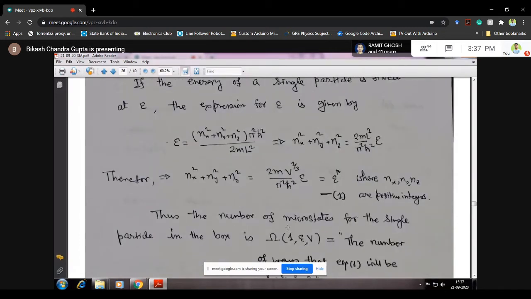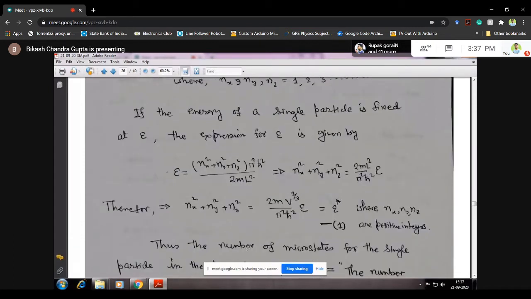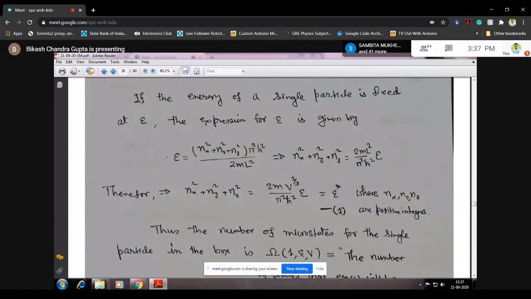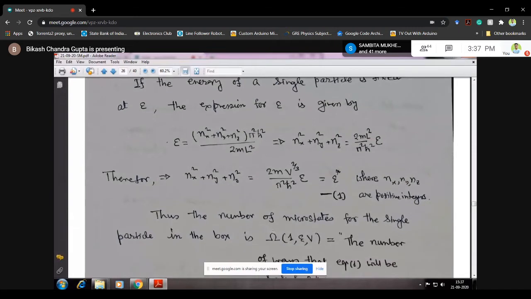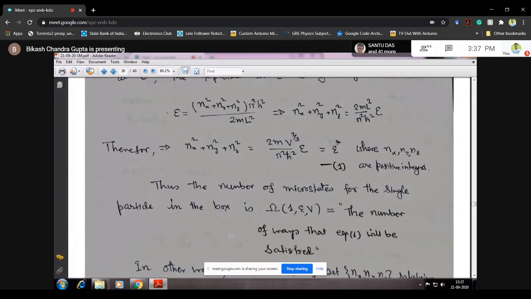Thus, the number of microstates for the single particle in a box, well, yeah, this is a single particle, so then the number of microstates for the single particle in the box, this n is 1.